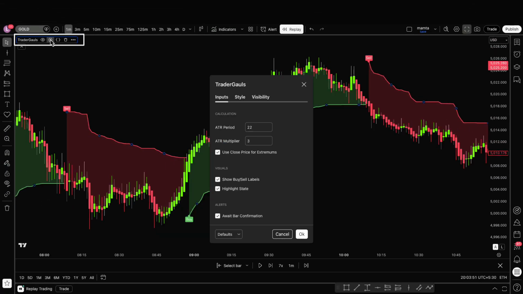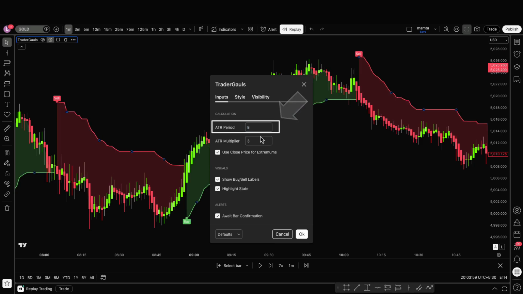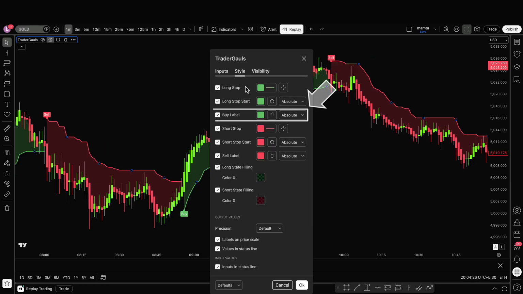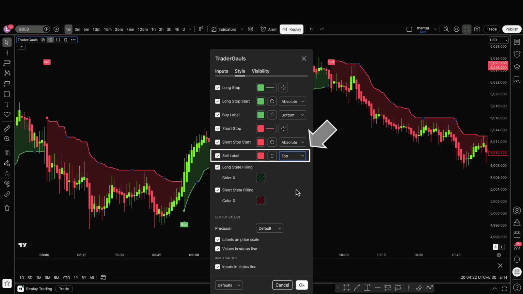Now the indicator settings change for perfect signals. First, we change ATR period 22 to 8, after that change ATR multiplier 3 to 2, after that change buy label absolute to bottom, after that change sell label absolute to top. Here everything is fine. After that, click OK.